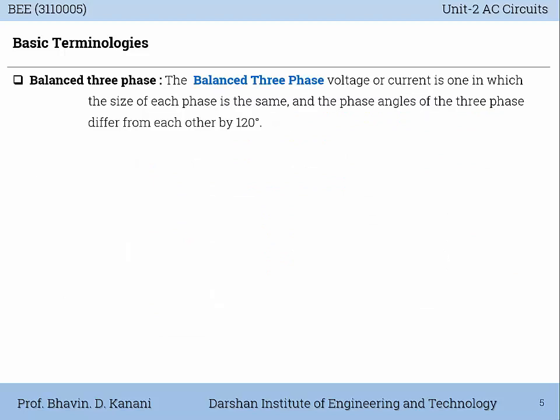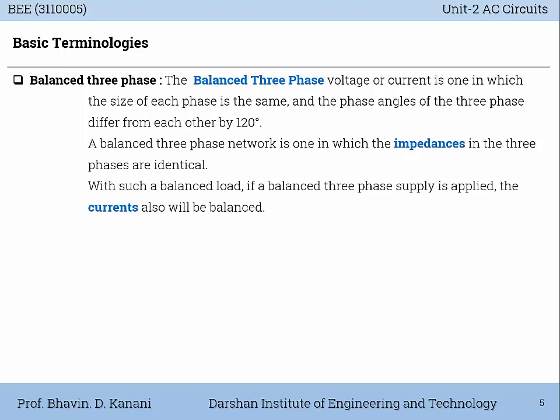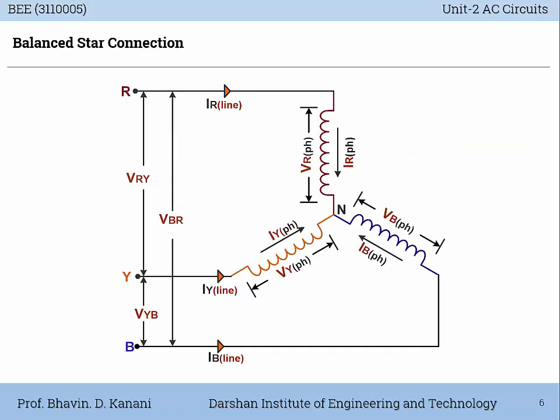Balanced three-phase. The balanced three-phase voltage or current is one in which the size of each phase is the same and the phase angles of the three phases differ from each other by 120 degree electrical. A balanced three-phase network is one in which the impedances in the three phases are identical. With such a balanced load, if balanced three-phase supply is applied, the currents also will be balanced.